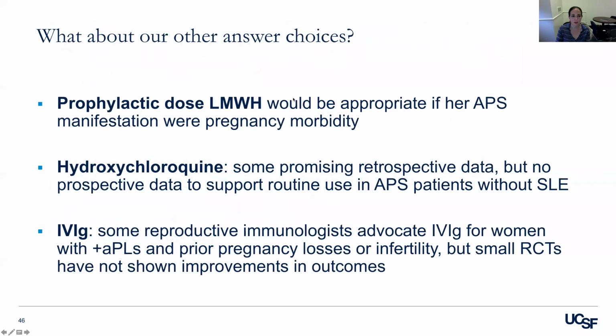Okay, so we talked about the prophylactic dose low molecular weight heparin here. In terms of hydroxychloroquine, there's some promising retrospective data, but no prospective data to support its routine use in antiphospholipid patients without lupus, so it's not routinely done. And in terms of IVIG, there are especially some reproductive immunologists that advocate for IVIG in women who have positive antiphospholipid antibodies and either prior pregnancy losses or infertility. But there have been a couple of small RCTs done that have not shown improvements in outcomes. So it's not recommended, certainly as first-line treatment for these patients.